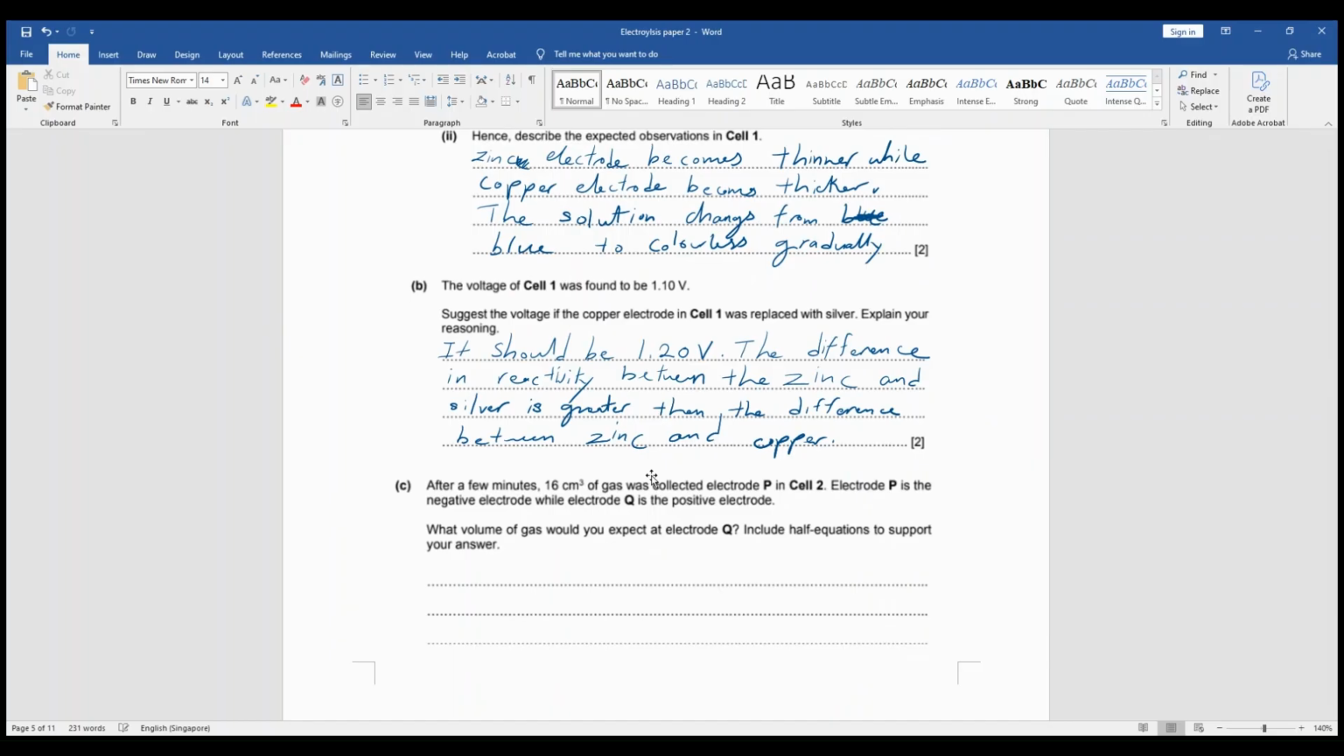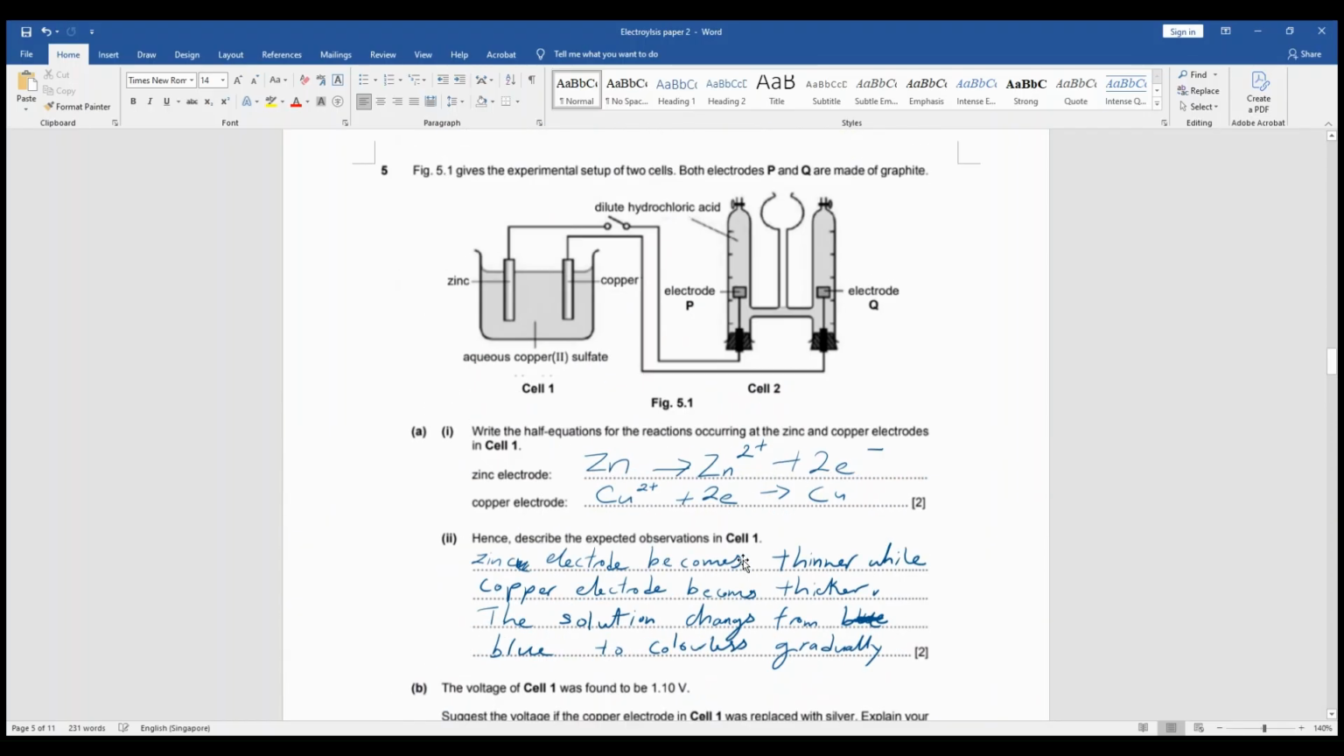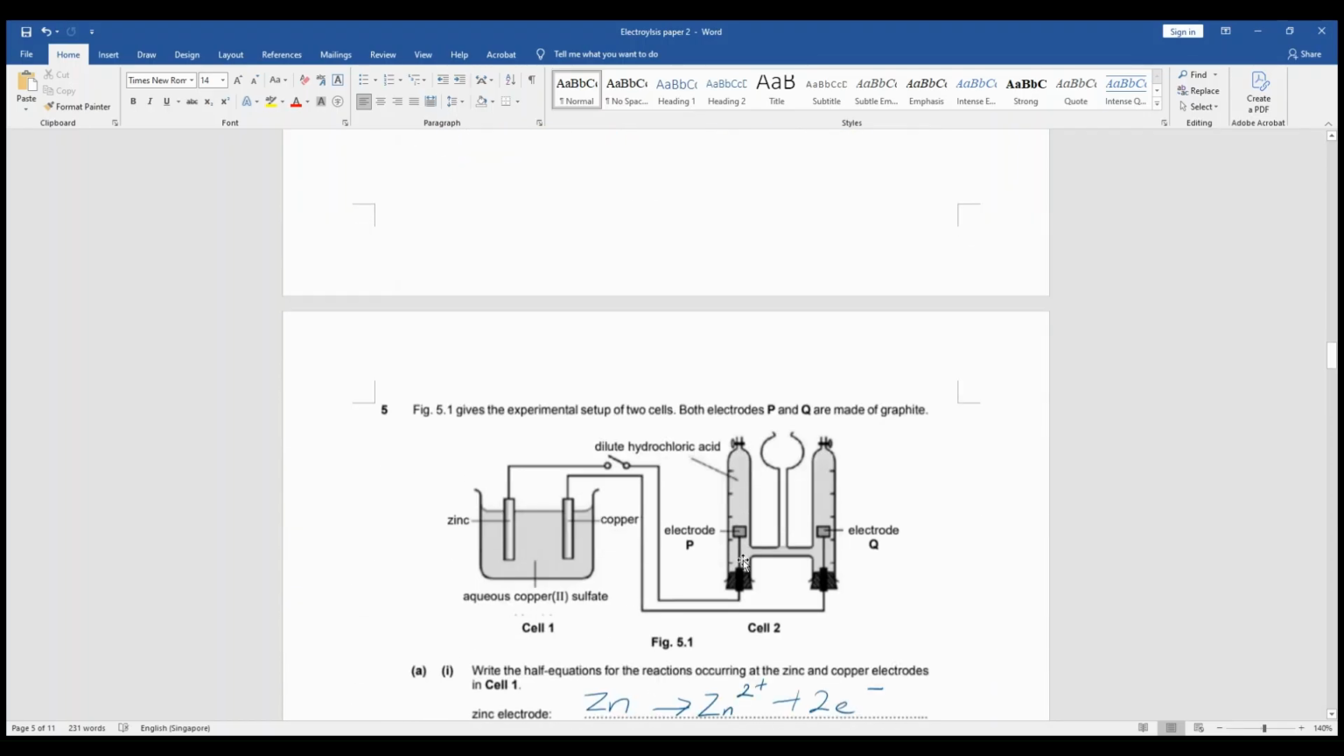After a few minutes, 16 cm cube of gas was collected at electrode P in cell 2. Electrode P is the negative electrode, while electrode Q is the positive electrode. What volume would you expect at electrode Q? Include half equation. Okay, this one is a 3-mark question.